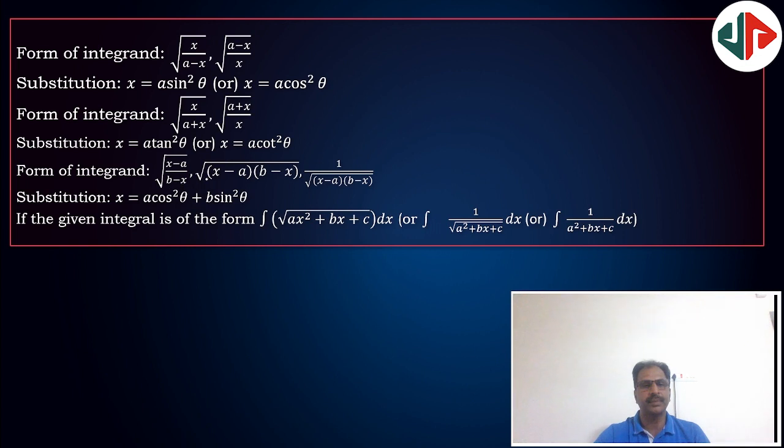Root of x minus a by b minus x, or root of (x minus a) into (b minus x), or 1 by root of (x minus a) into (b minus x): put x is equal to a cos square theta plus b sin square theta.